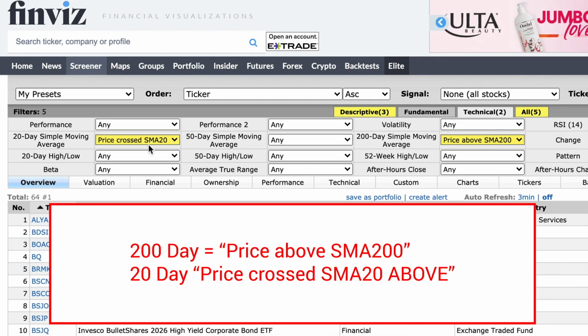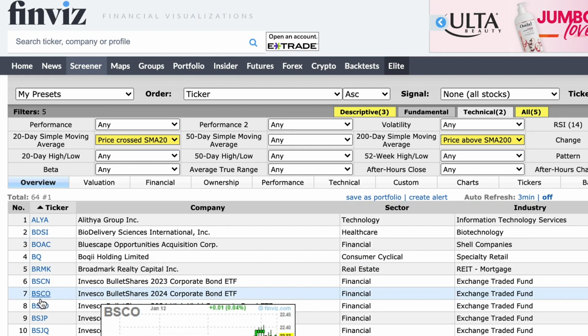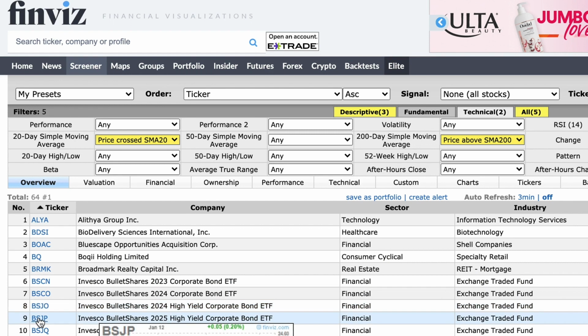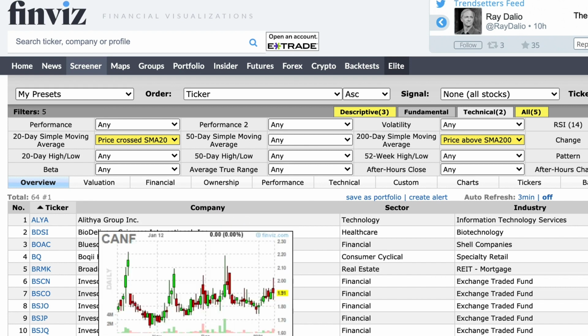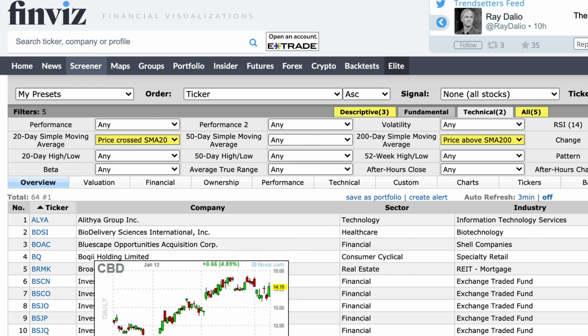So if you click the drop down, make sure you set your 200-day SMA to above, and for your 20-day SMA, you want a price crossover. Now, just because a stock falls into that criteria, it doesn't mean that our work is over. Ideally, you want to grab 5 to 7 stocks and then start checking them on Webull or Thinkorswim. You want to examine the MACD, the RSI, and see if there's a good entry point.